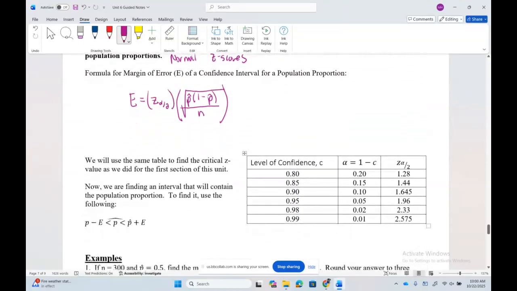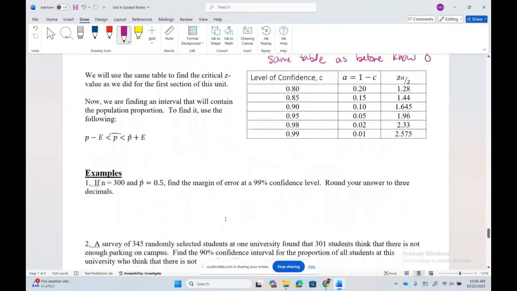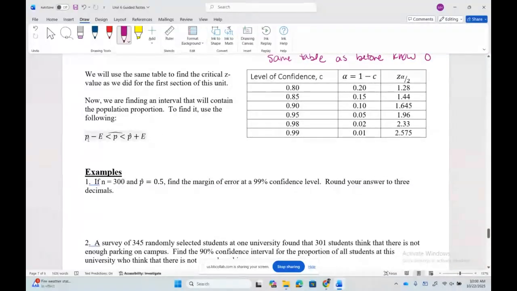This is the same table that we've used before, same table as before when we know our population standard deviation. Okay, so we're going to use that same thing here when we are finding our intervals with proportions. Okay, all right. We will also subtract and add our margin of error to our sample proportion. This right here should have a p hat. Let's fix that. P hat. Here we go.